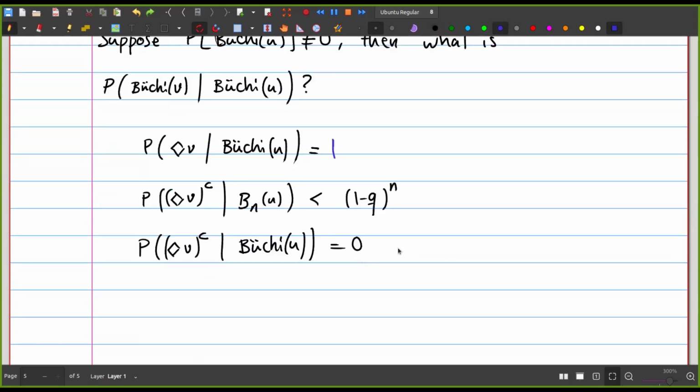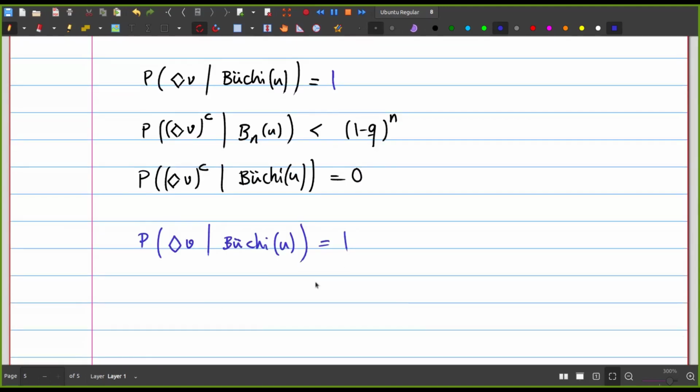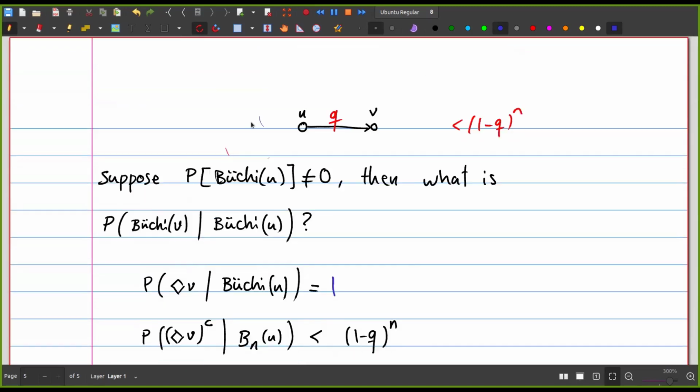So here's the thing. I know that the probability of reaching v conditioned on Büchi of u is 1. Now, what is the probability that I see V exactly once, conditioned on Büchi of U? So again, I know that I'm seeing U infinitely many times. What is the probability that I see V only once? I claim that probability is 0.